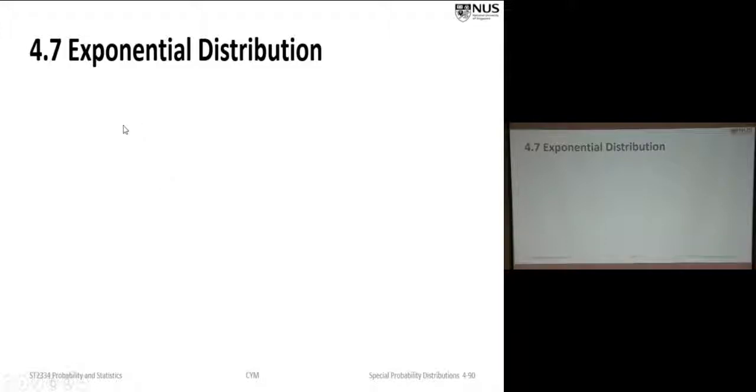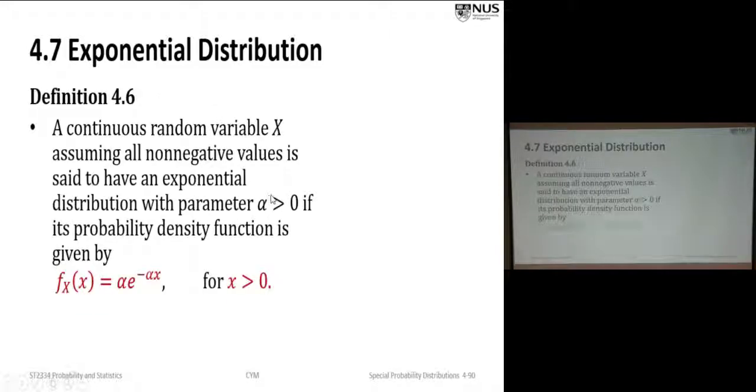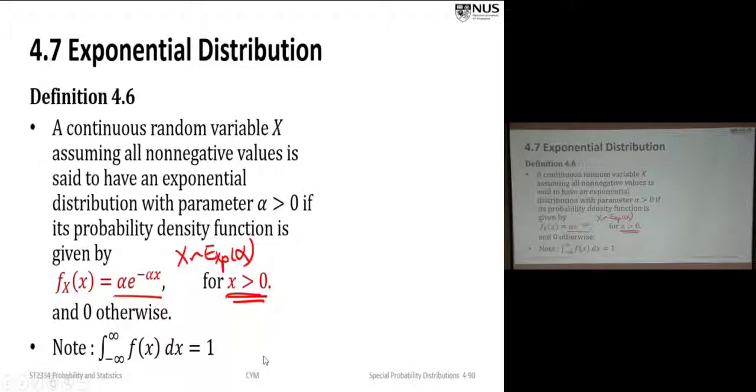Okay. The next distribution is a very interesting distribution called the exponential distribution. First of all, we say that x follows an exponential distribution if the probability density function is given in this form. The parameter is alpha, exponential alpha, when x is positive and 0 otherwise. We can show that the integral from minus infinity to infinity of f of x equals 1.